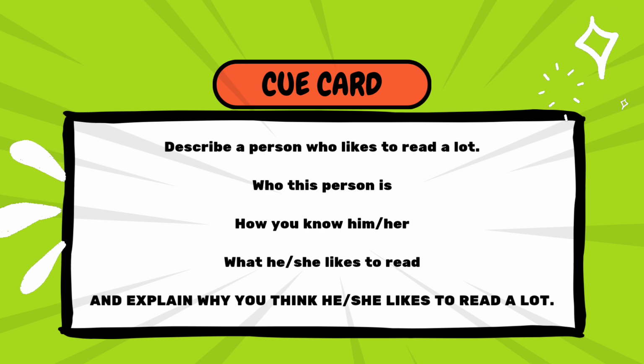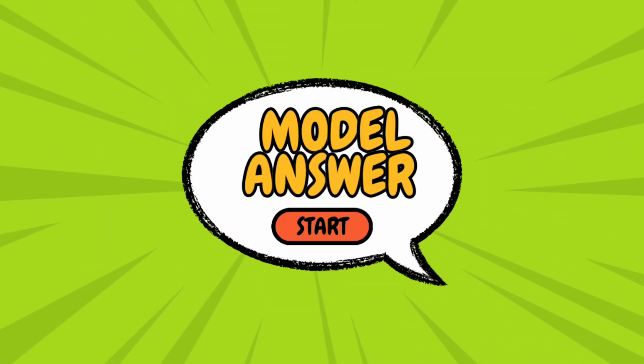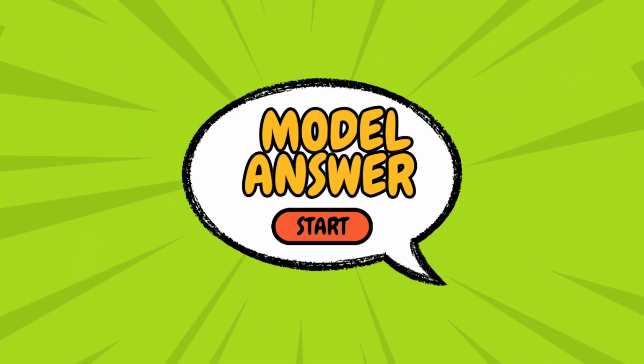Use this time wisely. Now, before I share a Band 9 sample answer, here are some quick tips for preparation. 1. Use bullet points, write down keywords for each prompt. For example, for who this person is, you might jot down Arjun, college friend. 2. Think chronologically, start with an introduction, then answer each prompt logically. 3. Practice linking phrases, words like for example, moreover, and in conclusion make your response smoother. 4. Relax and breathe, don't rush, focus on speaking clearly and confidently.